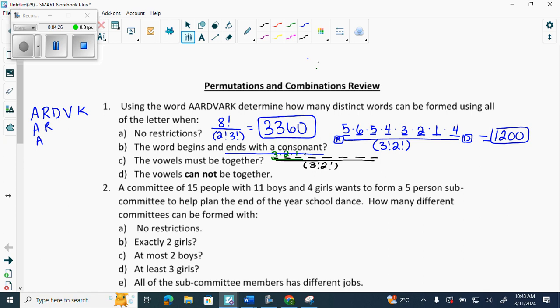Then I have 5, 4, 3, 2, 1. And what do I have to do? Multiply by 6. Now watch on the test. If it says begins with the vowels, I don't multiply by 6. And you guys will have that such a habit that you'll multiply by 6.